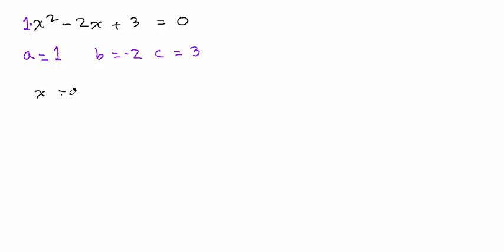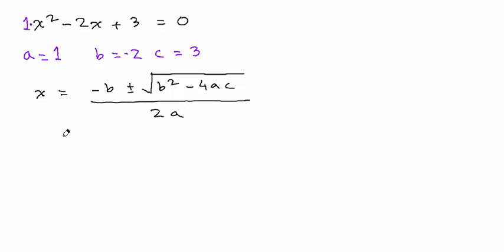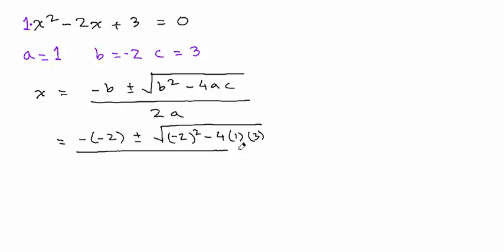Remember, x is equal to negative b plus or minus square root of b squared minus 4 times a times c all over 2 times a. This is equal to negative b, where b itself is negative 2. Therefore, we have negative of negative 2. That turns out to be a positive 2. Plus or minus square root of b squared. b is negative 2, square of that, minus 4 times a, which is 1, times c, which is 3, all of that divided by 2 times a, which is 1.